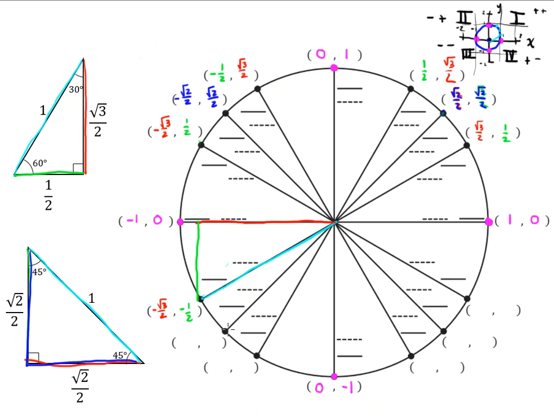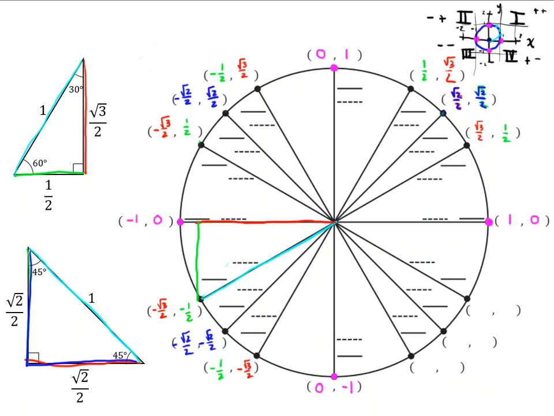The next one's going to be one of my 45, 45, 90s. So I know they're both square roots of 2 over 2. Okay, and I go to the left, so that's negative, and then I go down, that's also negative. So these are both negative square roots of 2 over 2. The next triangle, I go over just a little bit, comparatively speaking, to how much I go down. I go over a little, down a lot. So over is a smaller number, so negative 1/2. Down a lot, so that's negative square root of 3 over 2.